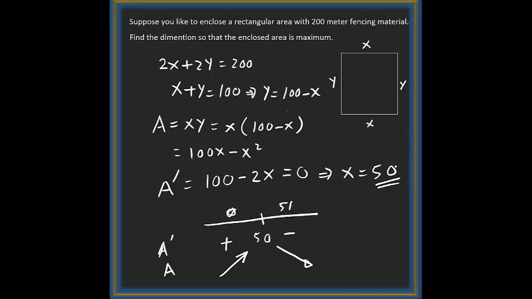So when x is 50, y will be, you can plug it here, 100 minus 50, which gives you 50. So the dimension for this problem will be 50 meter by 50 meter. That will produce the maximum area with the limited resources, 200 meter fencing material, and you are done with this problem.